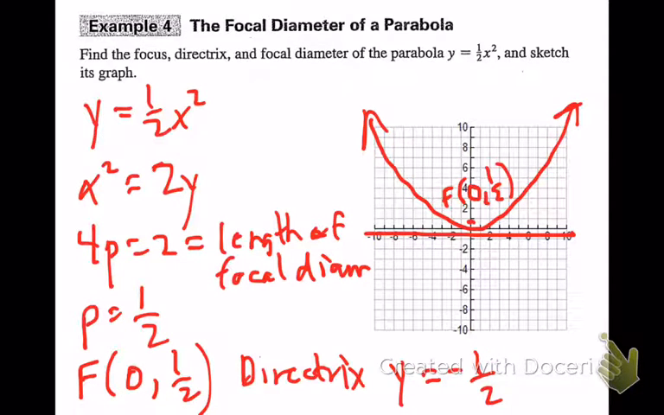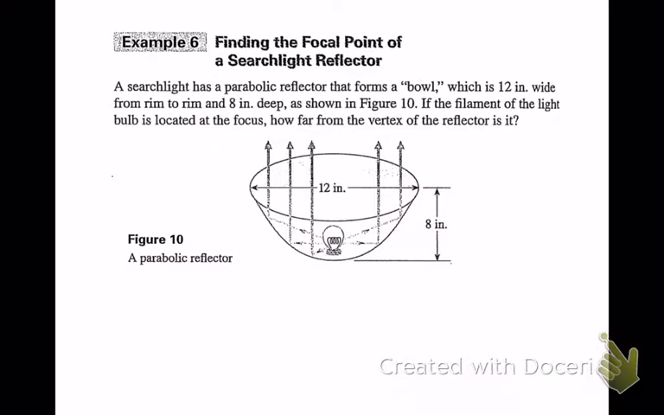One more example. An application: finding the focal point of a searchlight reflector. A searchlight has a parabolic reflector that forms a bowl, which is 12 inches wide from rim to rim and 8 inches deep. If the filament of the light bulb is located at the focus, so it's above the vertex, how far from the vertex of the reflector is it?